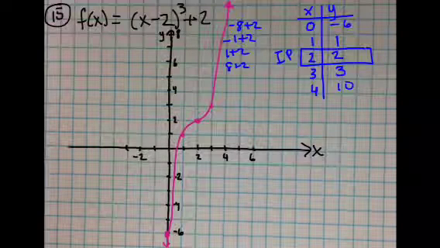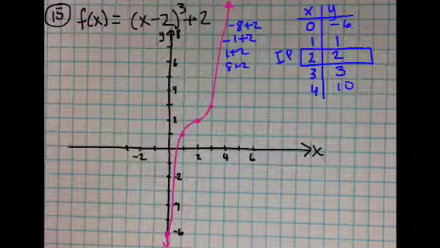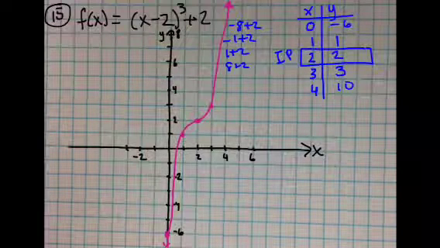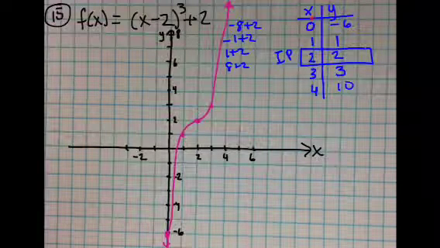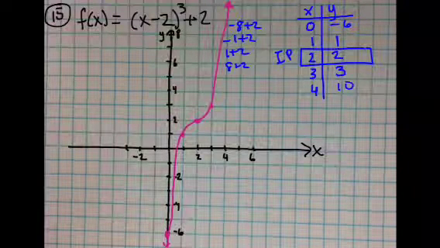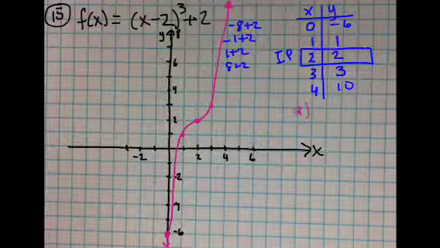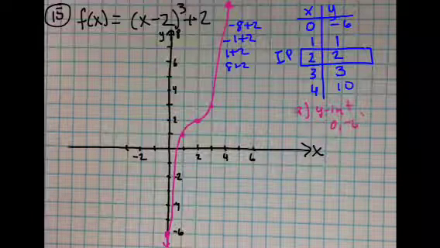So it says, what is the y-intercept? So the y-intercept is where the graph crosses the y-axis. Well, we knew from the table, we knew even before we graphed it, we saw that the y-intercept was negative 6. So for part A, the y-intercept is 0, negative 6.